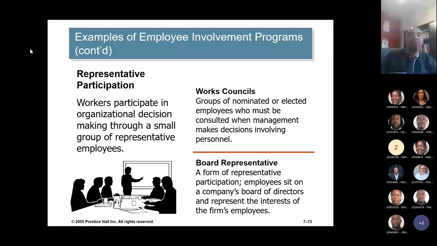Then of course, work council. Work council is a group of nominated or elected employees who must be consulted when management makes decisions involving personnel. That is work council, within the organization. And the next one is board representative, which is a form of representative participation, where employees sit on the company's board of directors and represent the interest of the company's employees. All right.